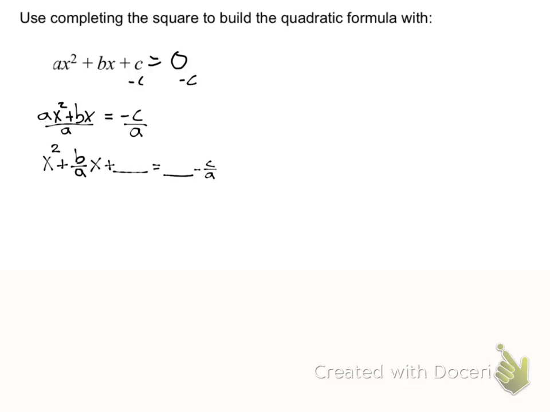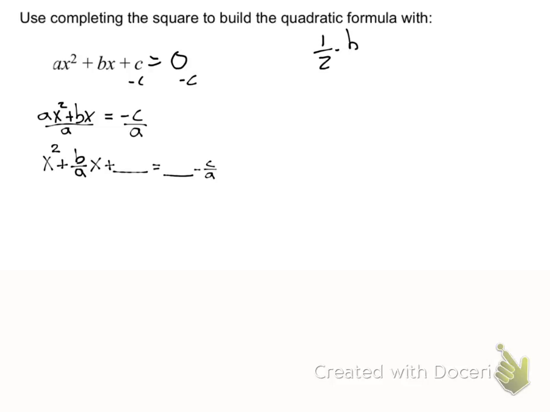Now, if I'm looking at this problem, what's my next step? Divide B by 2, or take half of B and square it and add it to both sides. The question is, what's B? What's B in this particular problem? Is it B? Yeah. What's that? It's B over A. So the question is, how do I take half of B over A? It's no different than we've done before.